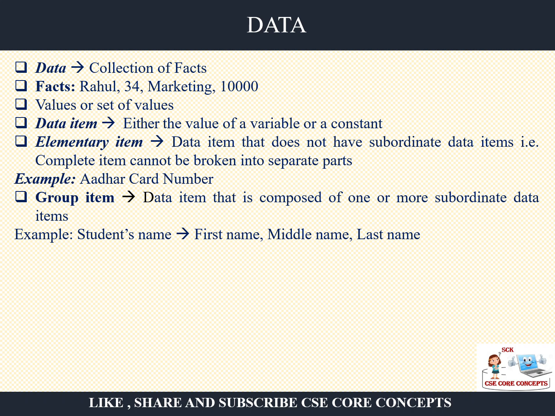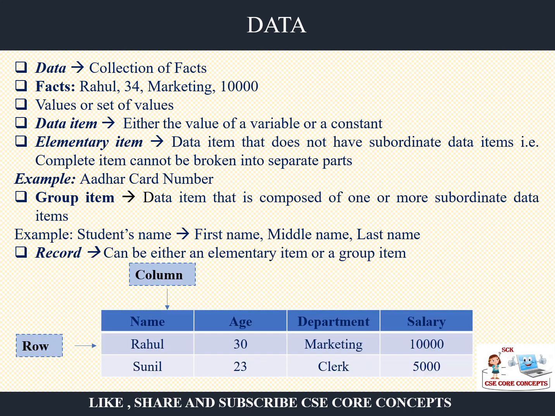So if I want to put all this data in a proper format, understanding would be better. Say, if I am keeping the names in one column, age in a separate column, department and salary, the tabular representation of the same fact becomes very easy for us to understand, where each row is indicating each fact and each column represents each variable.